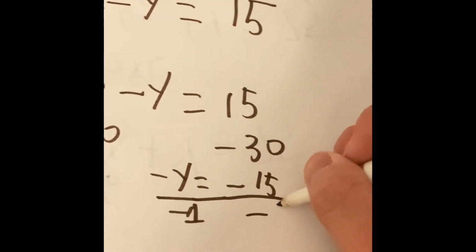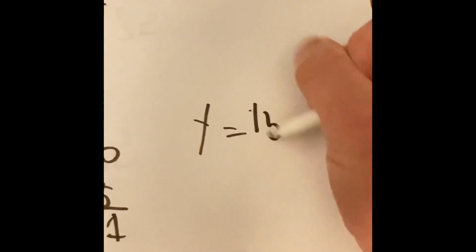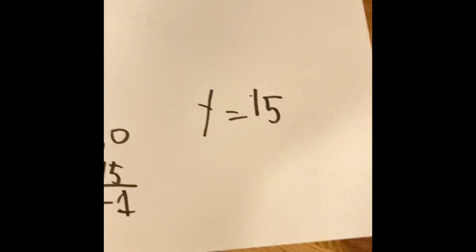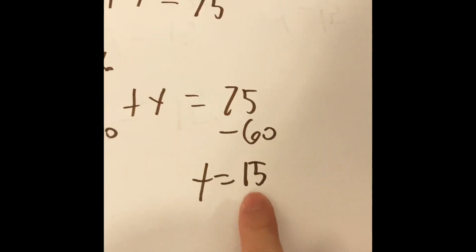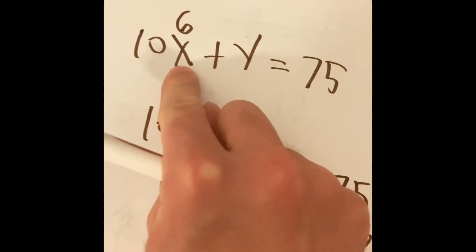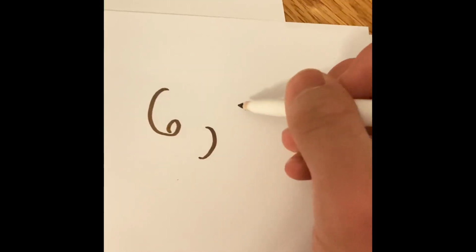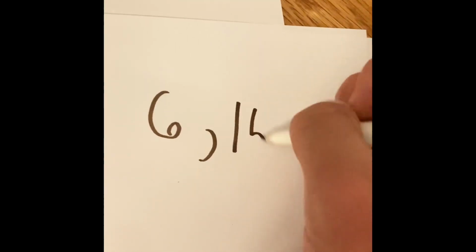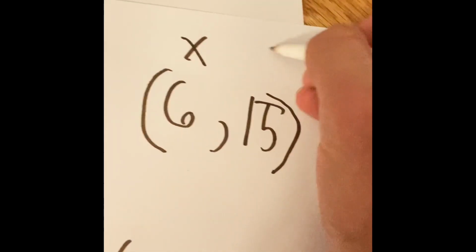Divide this side by negative 1, and y will become 15. So, we had y equals 15 for this one, and we also had y equals 15 on that one. And we both did it while inserting in for x. So now we can say that 6, 15 is going to be our answer for x and y.